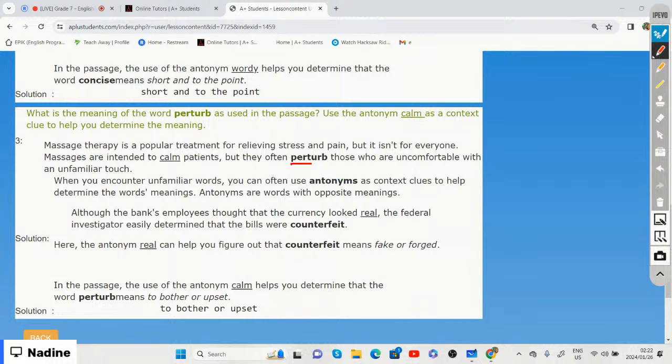But they often perturb, right? Those who are uncomfortable with an unfamiliar touch. And perturb means to either bother or to upset. To bother or to upset. That is the meaning of perturb.